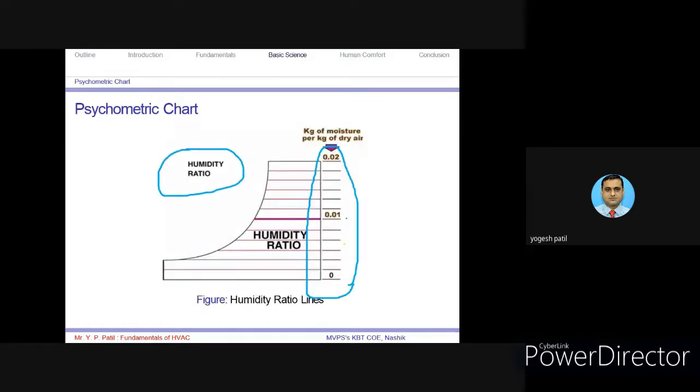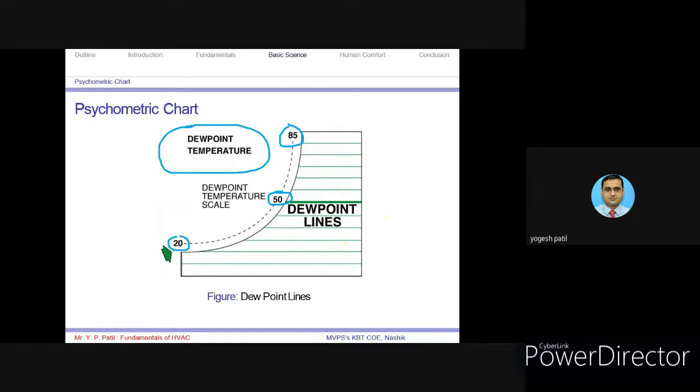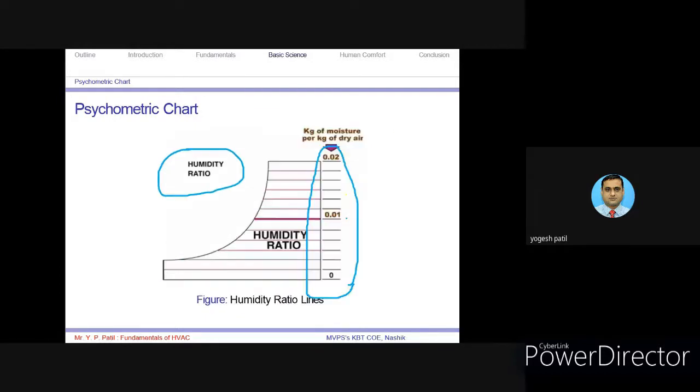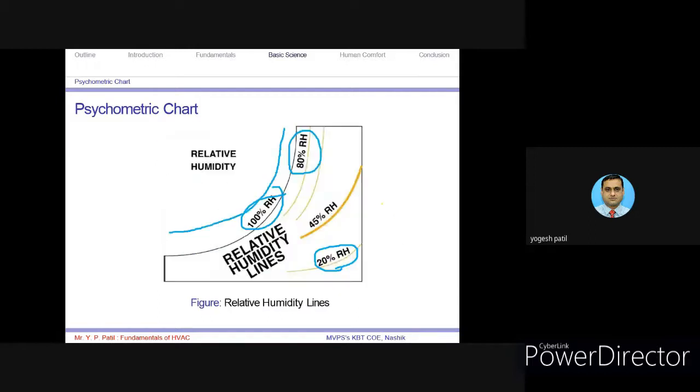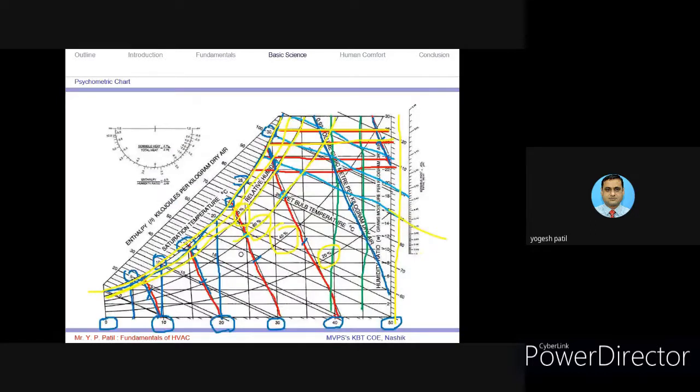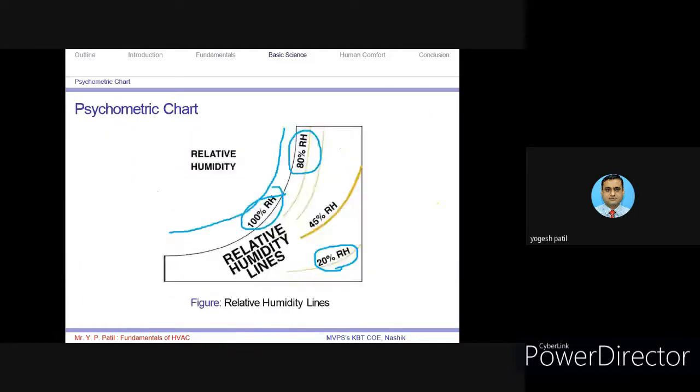Then again there are horizontal lines. Again these lines have some gap, more gap compared to this. This scale is limited on the psychrometric chart for humidity ratio. If I show you this scale, you can see that it is limited on the upper side only. So this will show the humidity ratio.